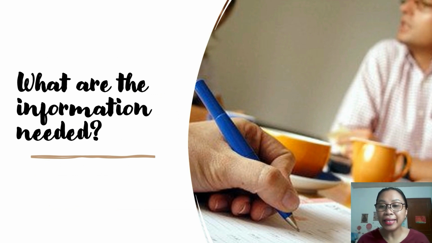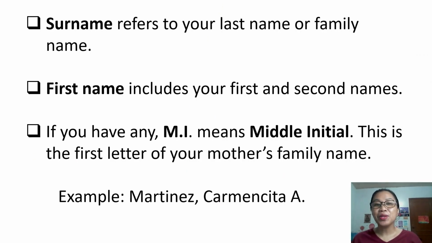So what information is needed and how are we going to write this correctly in the form? Most of the time, your surname is asked first. And what is a surname? A surname refers to your last name or your family name. Usually, this is the last name of your father. And we have the first name, your own given name. Your parents gave you a name. That is your first name.